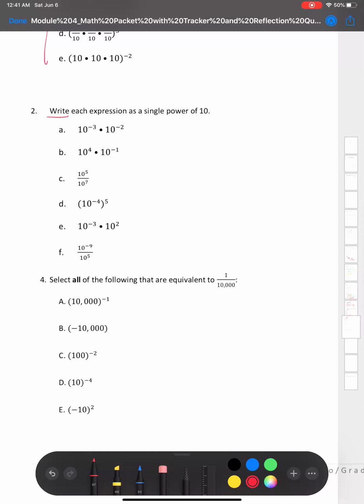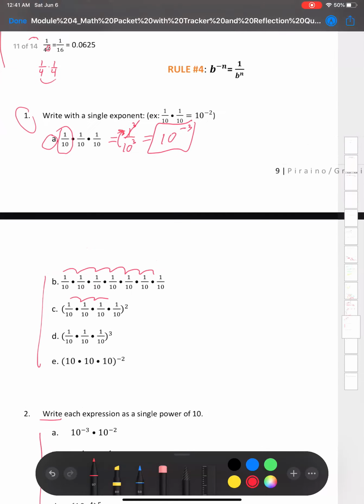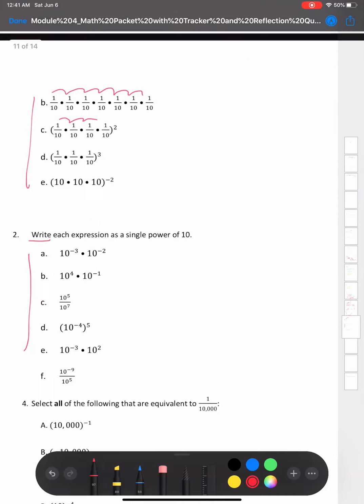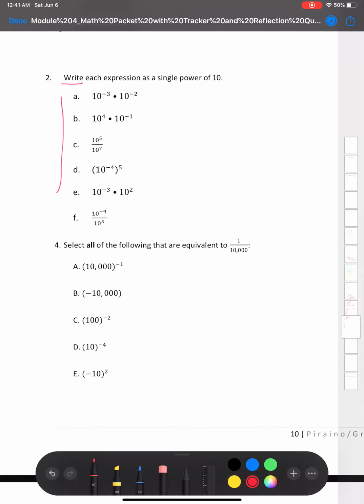In some of these, you're going to use this last rule, this one right here that's dealing with negative exponents, and some of them you're actually going to incorporate some of your previous rules, right? So for example, this one here, we are multiplying 2 powers of 10 with negative exponents.